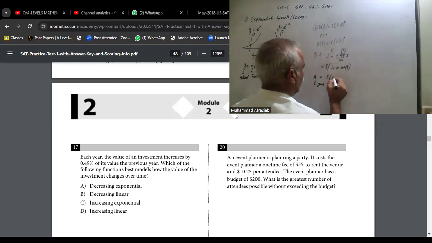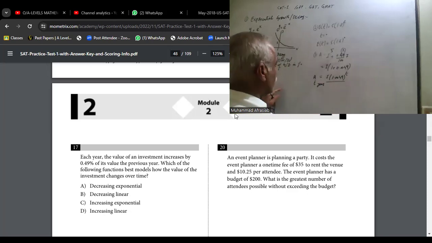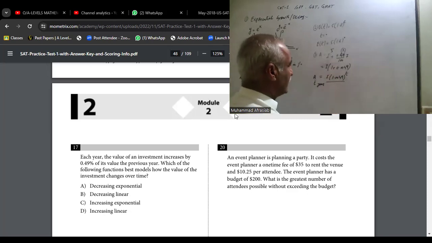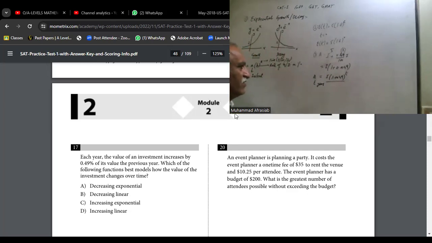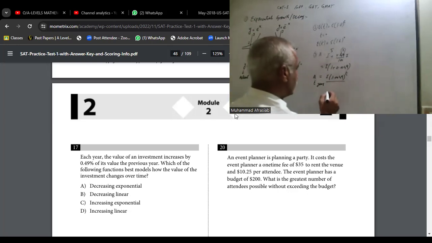And after t years, it should be equal to I into 1.0049 power t. This is what we call exponential growth, because the amount is increasing by 0.49% of the previous year. So it is exponential growth.